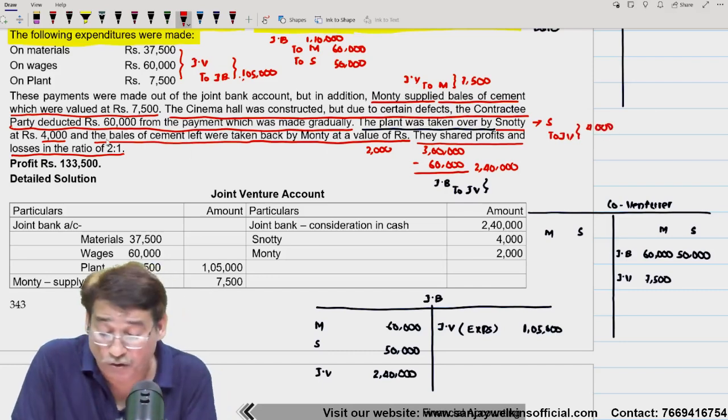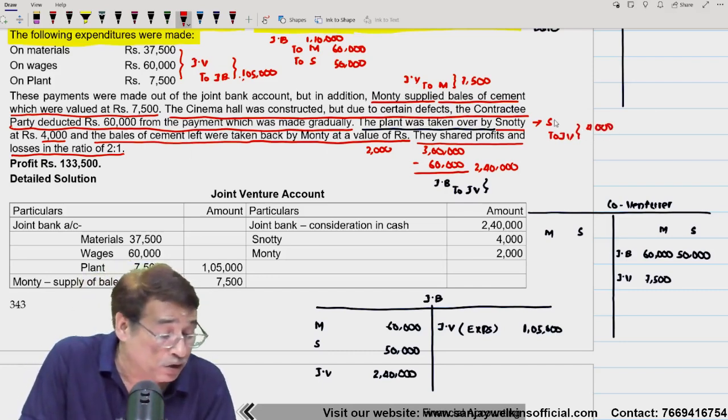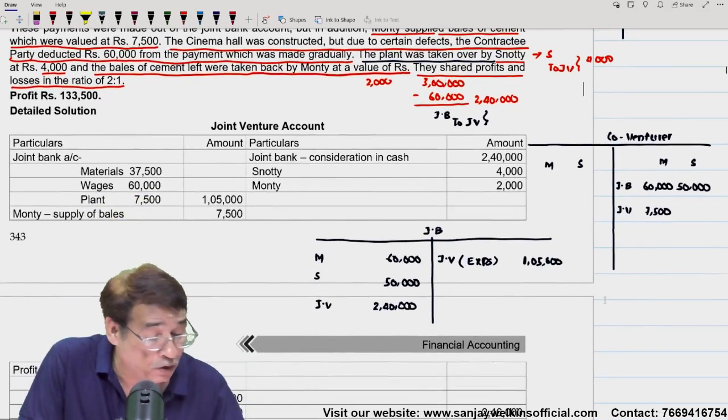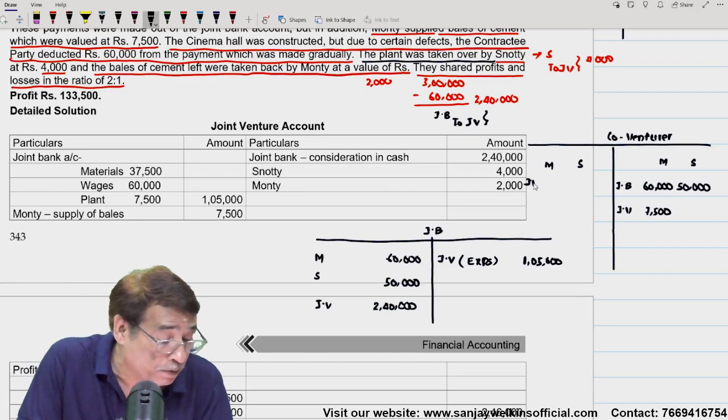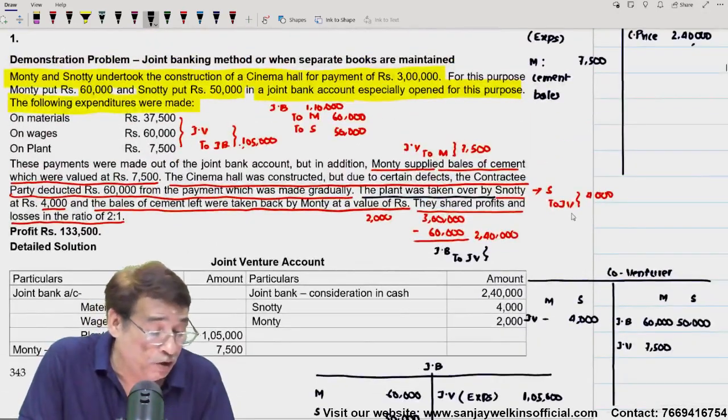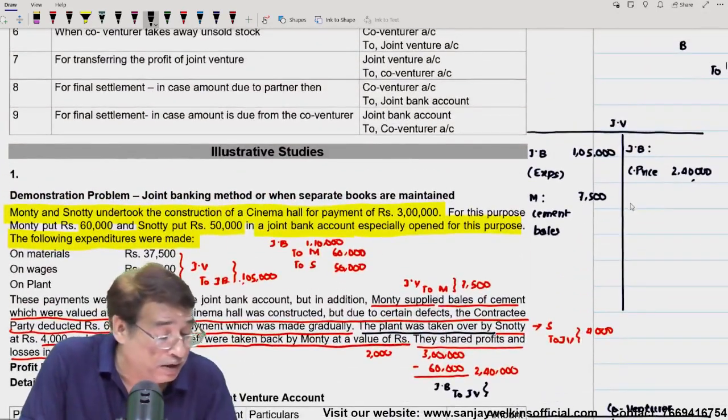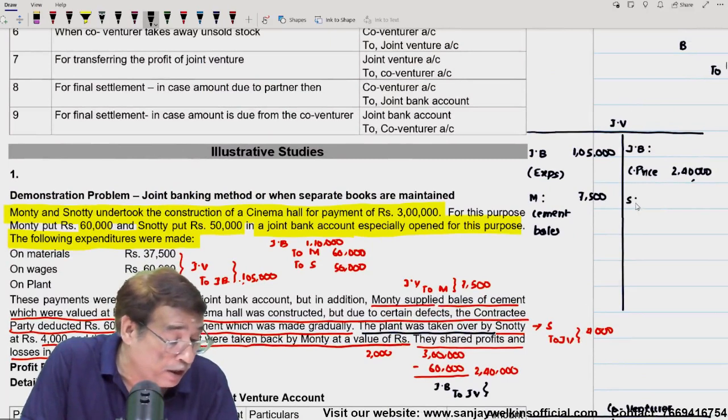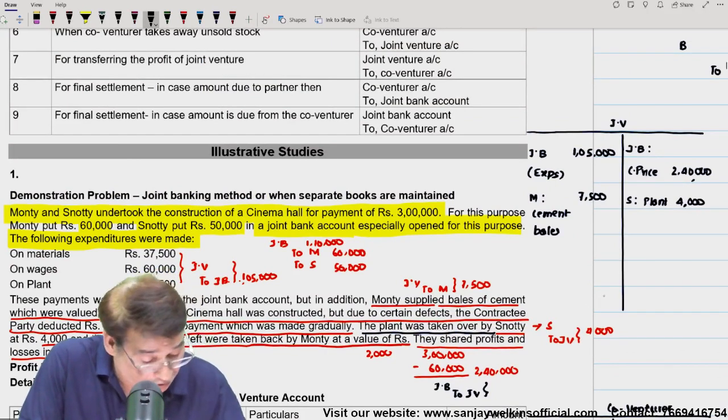Snooty has taken over some plant, correct? So Snooty account will get debited. So on the debit side of Snooty, I am going to write here to joint venture. On the debit side of Snooty, I am going to write 4,000, and the joint venture account is getting credited. On the credit side of joint venture, I will write by Snooty. I can write here plant. That means Snooty has taken over the leftover plant for rupees 4,000.